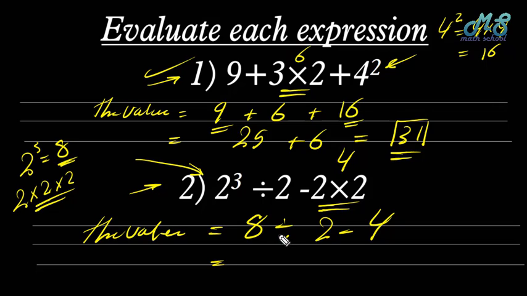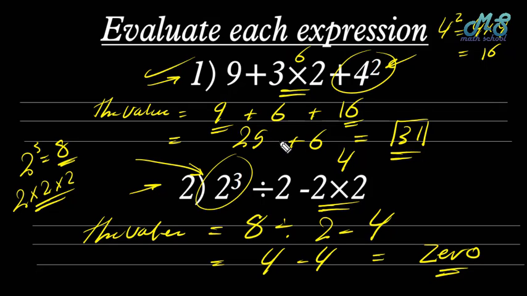Now we have subtraction and division. Division is the first one. Now 8 divided by 2 equals 4. Now 4 minus 4 equals what? Yes, equals 0. Now don't forget, guys, the order of operations. Division and multiplication first from left to right. Next, addition and subtraction from left to right. But if we have exponential form, try to cancel the exponential form. Just write the standard form of the exponential form.